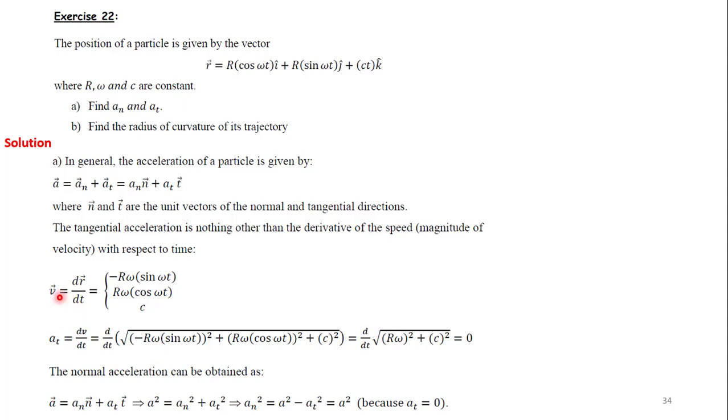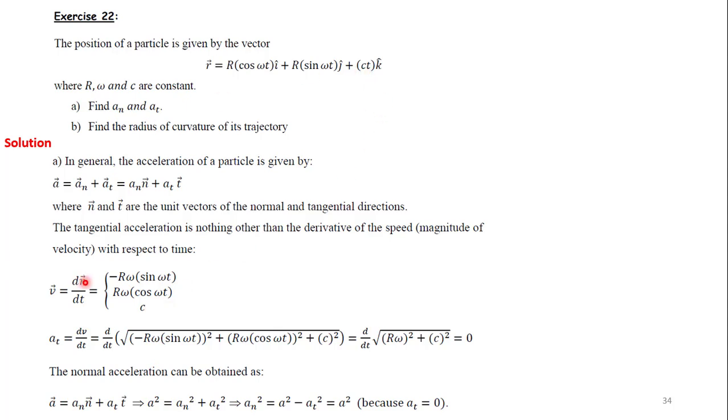By definition, v is equal to dr over dt. So we want to derive the position vector with respect to time. And this will give, along i, minus R omega sine omega t, this is Vx. Now the component along y, Vy will be equal to R omega cosine omega t. And finally Vz, the component of the velocity vector along k, will be equal to c.